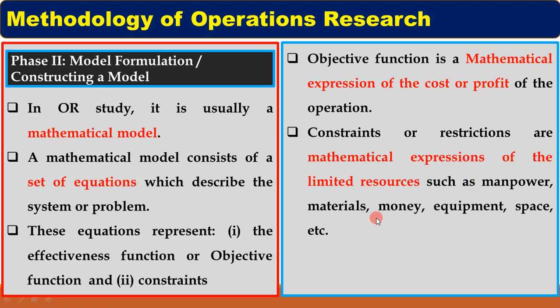So we know that there has to be some restriction, because it is obvious that this manpower is limited. Material available is always limited. It has some restrictions. Money also has some restrictions, as well as equipment available and space available, always it has some constraints or restrictions. So restrictions like this are represented in the form of mathematical expressions, which we call constraints.